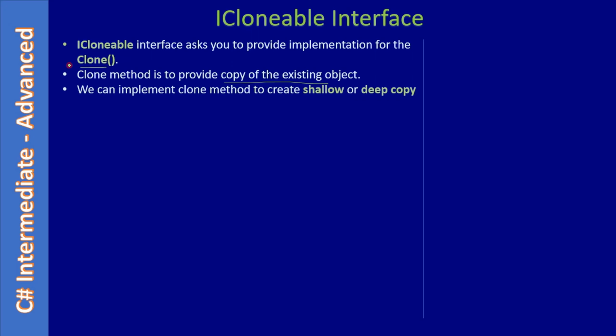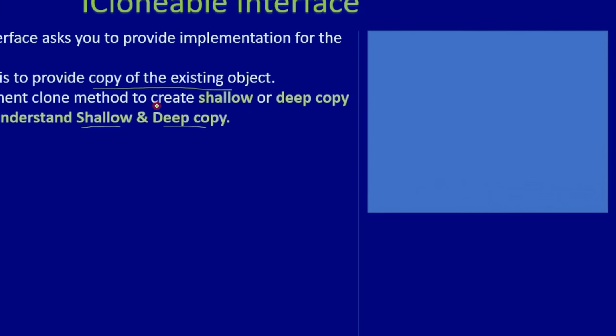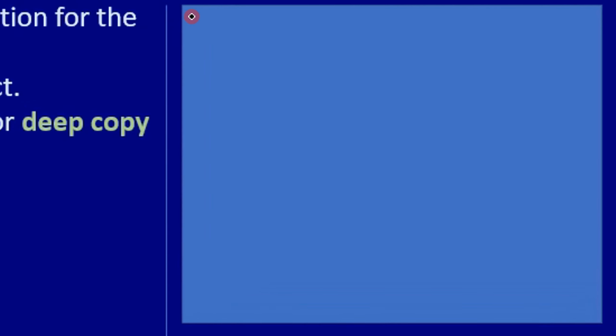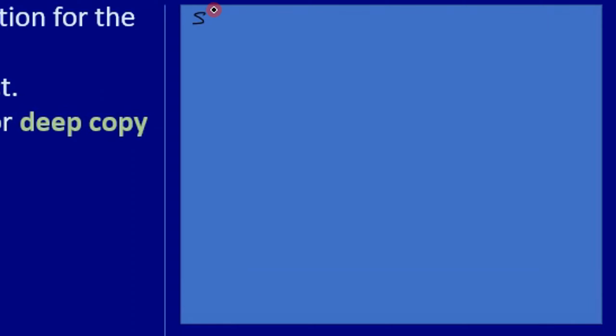We can implement the Clone method to create a shallow or a deep copy. Now we will understand what a shallow and a deep copy are, because as we learn the ICloneable interface in the coming videos, we may be referring to shallow and deep copy multiple times. First, let us talk about shallow copy.